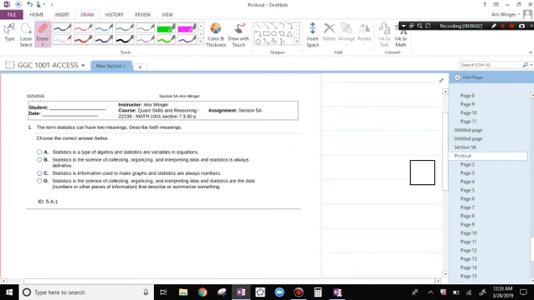All right, we're covering some statistics. What is statistics? The term statistics can have two meanings. Describe both meanings. Statistics is the science of collecting, organizing, and interpreting data, and statistics are the data that describe or summarize something.